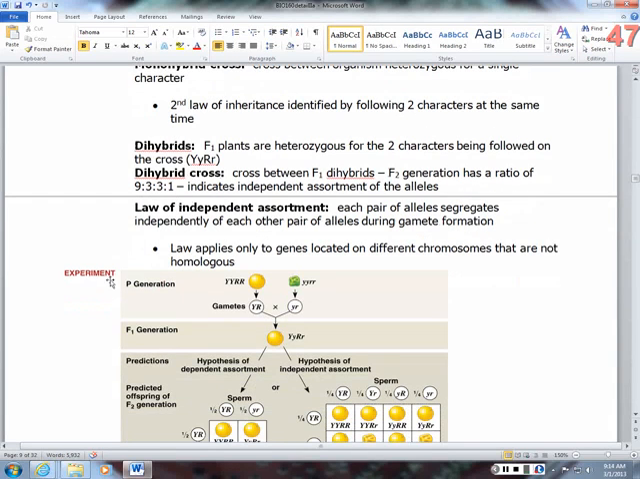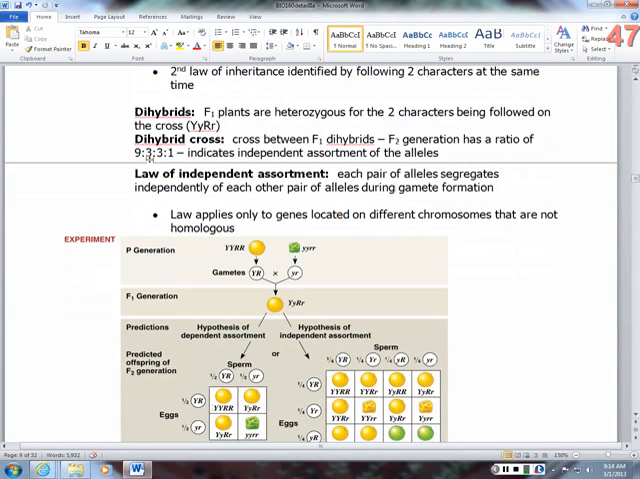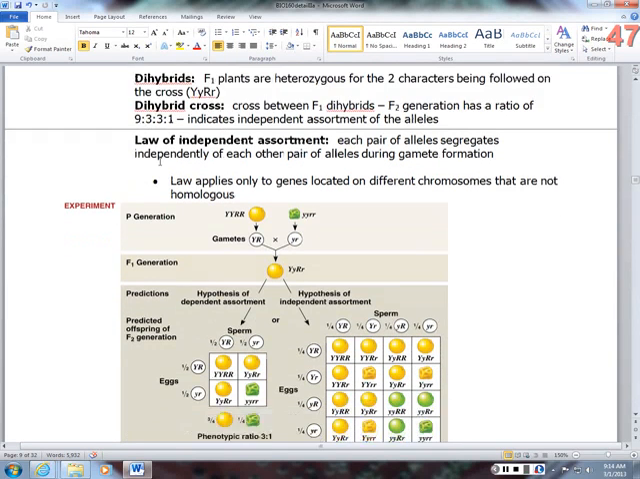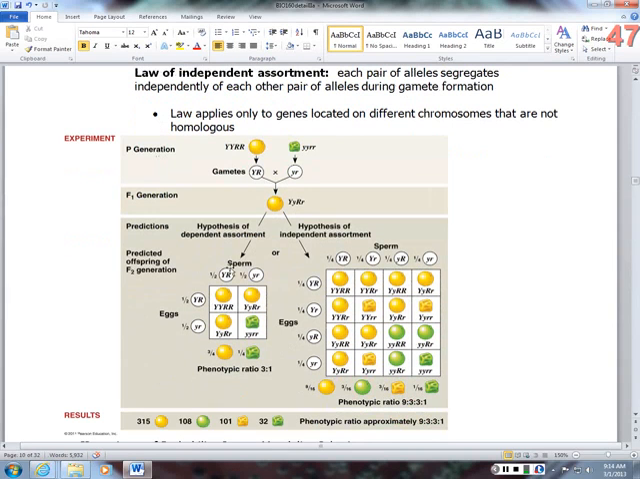And so this law is only going to apply to genes located on different chromosomes that are not homologous. When you're looking at things that are right next to each other on the chromosome, it can be thrown off and a little bit different from there. So when you do the dihybrid cross here, you've got your traits here. YR, big Y, big R, small y, small r. So when you cross those, the F1 generation is going to be yellow and smooth in there, but it's going to be heterozygous. It's going to carry one of each gene. So the dominant one shows up.